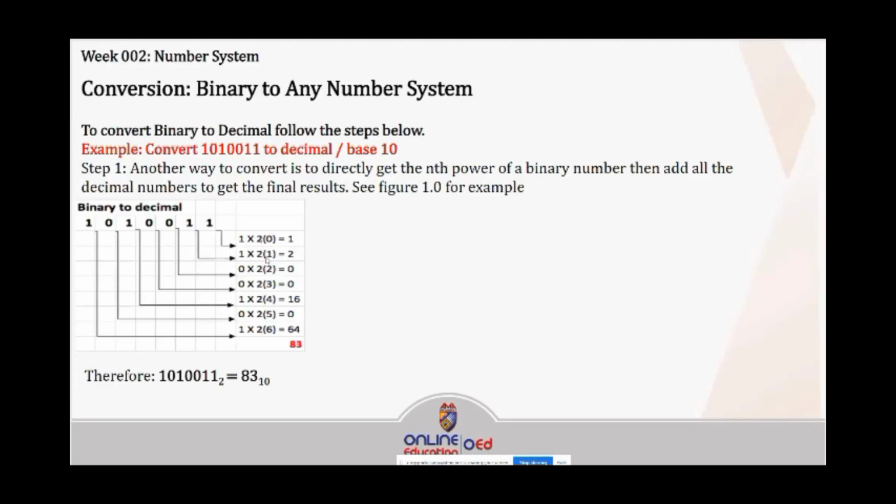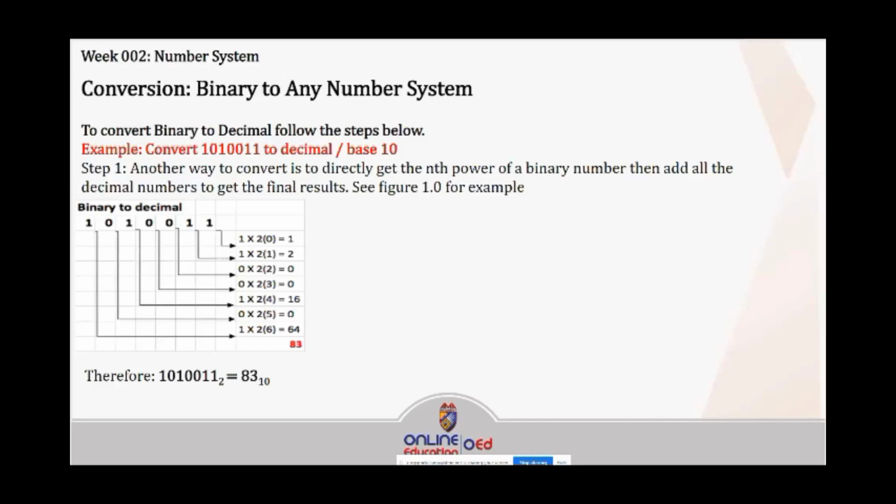2 raised to 1 is 2, multiplied by 1, it is 2. This is 0, since multiplied by 0, it is 0, that's why we put 0 here. 2 raised to 4 is 16, multiplied by 1, it is still 16. This one is multiplied by 0, that's why this is 0. And 2 raised to 6 is 64, multiplied by 1, we will have 64. Again, if you're going to add it up, we're going to have 83.